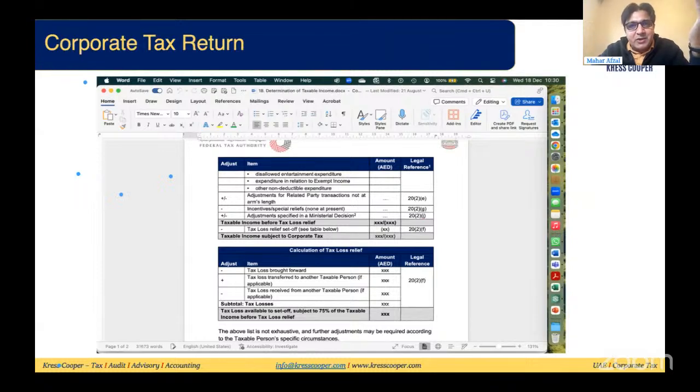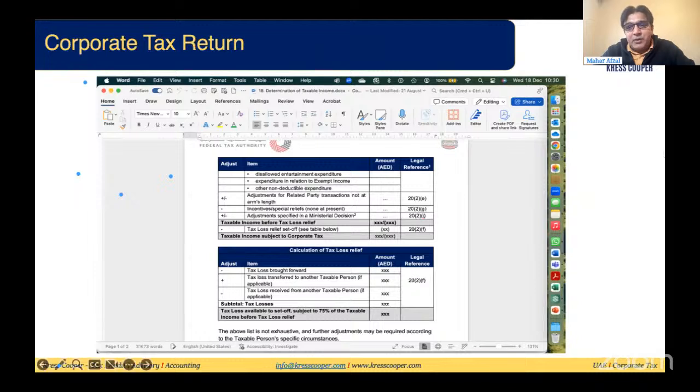Once you adjust the losses, you arrive at the net taxable income. Based upon that net taxable income, you calculate the tax liability. After calculating the tax liability, you adjust the foreign tax credit. Once the foreign tax credit is adjusted, you arrive at the net tax payable to the FTA or net refund from the FTA. This is basically how the return has been structured.